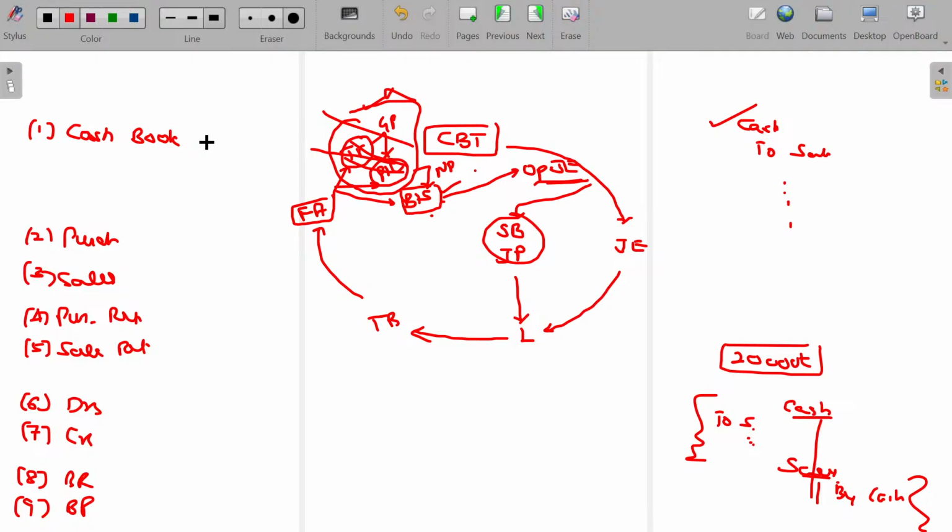Credit purchases, post that in the purchases book. Cash purchases, post that in the cash book. Credit sales, post that in the sales book. Cash sales, post that in the cash book. Clear? If I am purchasing an asset in credit, where will it be posted? If I am purchasing an asset in cash, it should be posted in the cash book. If I am purchasing the asset in credit, where will it be posted?